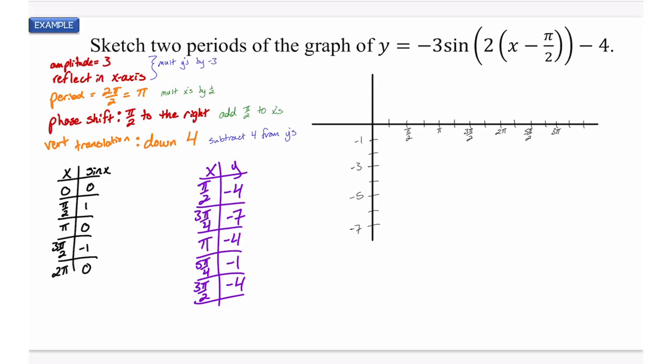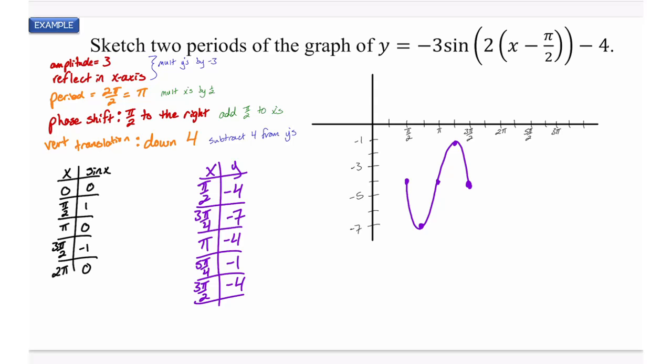And now we can just plot our points. So at pi over 2, down to -4. 3 pi over 4, that's the very next tick mark, is -7. At pi, we're at -4 again. At 5 pi over 4, we're at -1. And at 3 pi over 2, we're down to -4 again. So here's the shape. That's going to be one period. I'm a bit off there, but that's okay. And it did ask me to graph 2 periods of it, so I just need to repeat that same pattern.